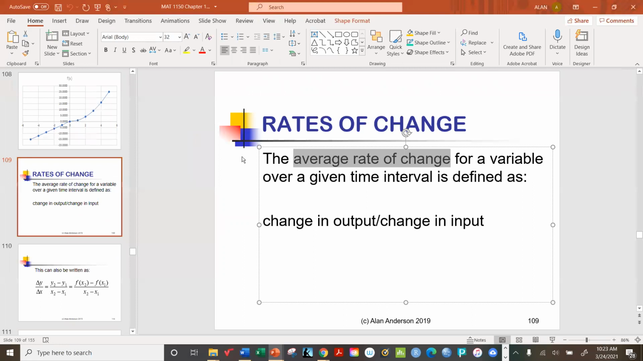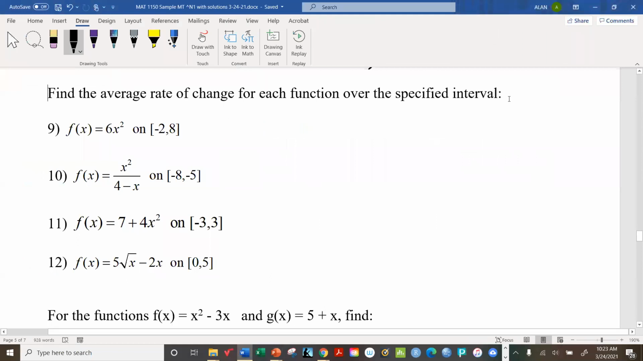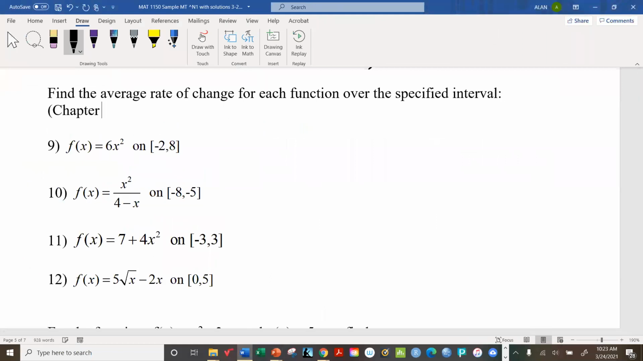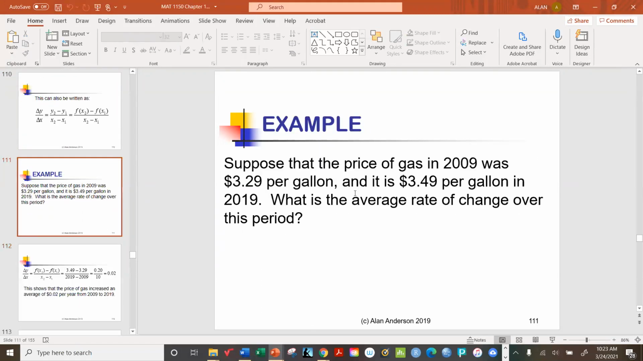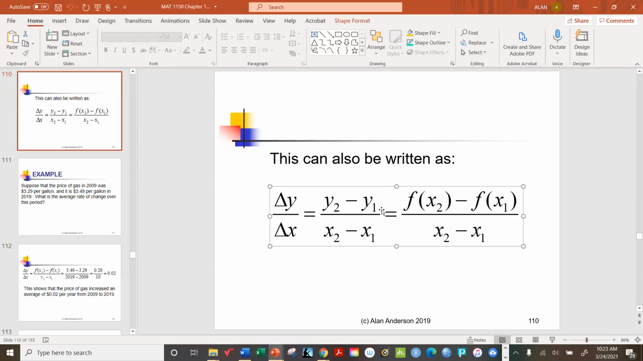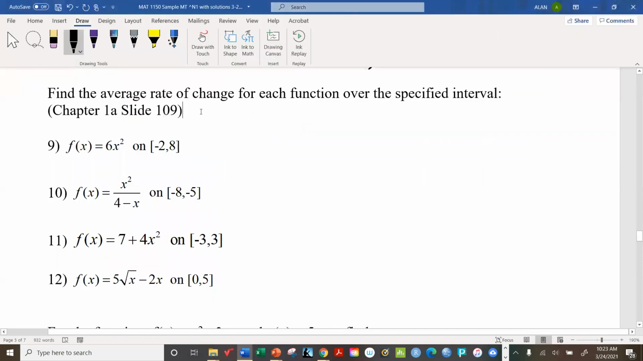So we're going to go to slide 109 in 1A. This one can be found in chapter 1A slide 109. And what we really want is the formula. It's this. That's all you need right there. So let's copy that in here so we can refer to it.